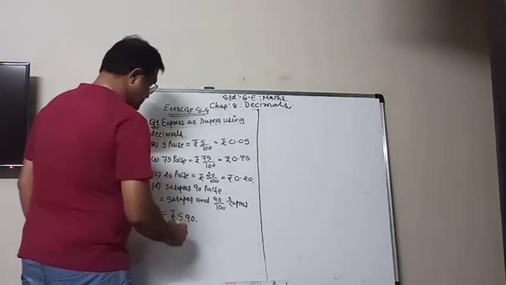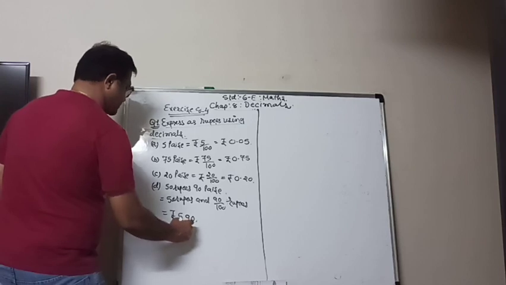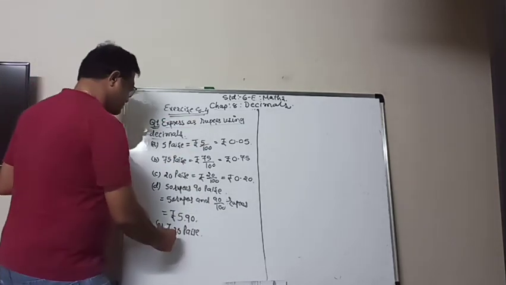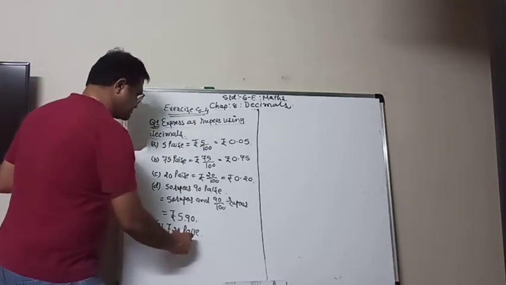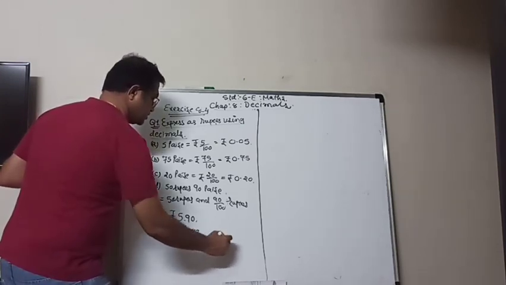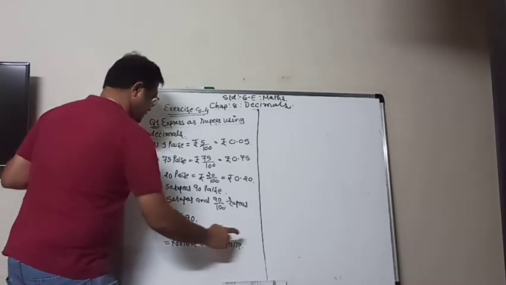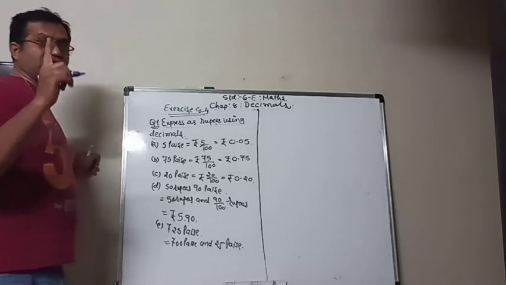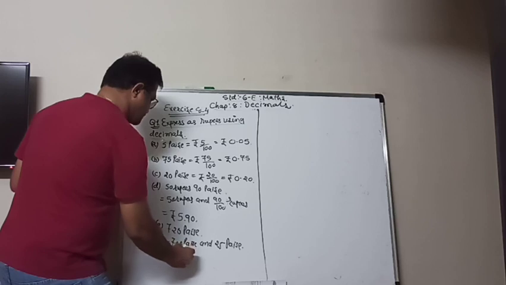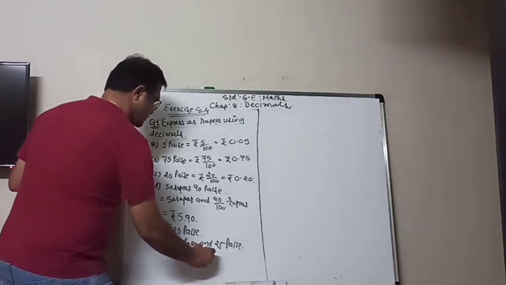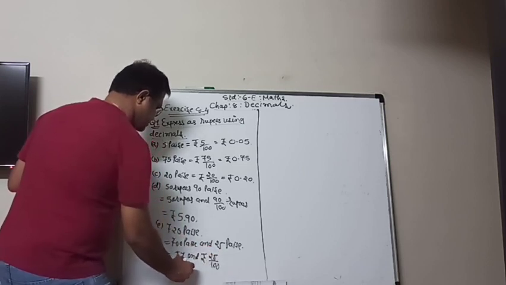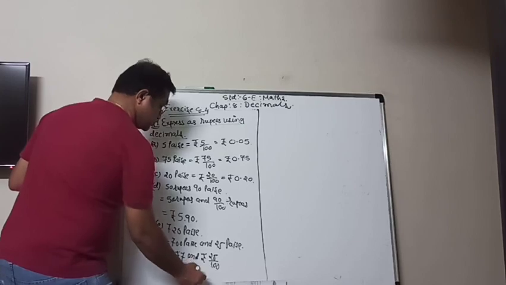E. 725 paise. Now when there is more than 100, we have to separate them. That is 700 paise and 25 paise. Now 700 paise, 100 paise is 1 rupee. So 700 paise is equal to rupees 7. So rupees 7 and rupees 25 upon 100, and that is rupees 7.25.